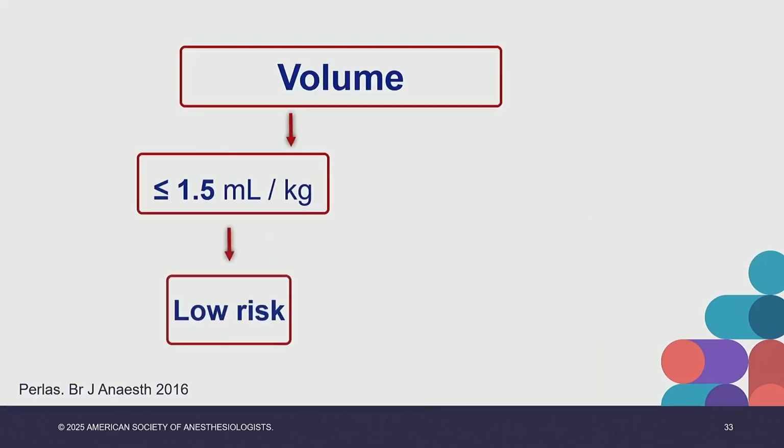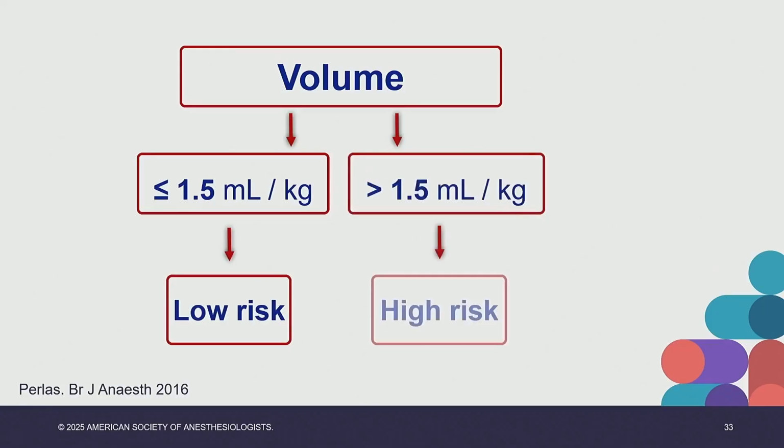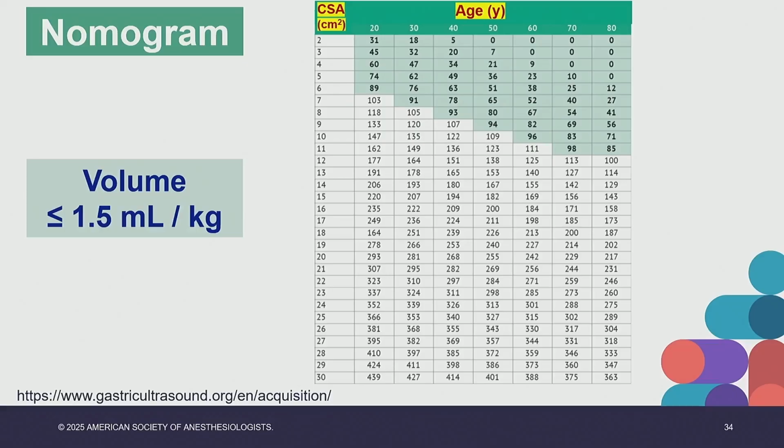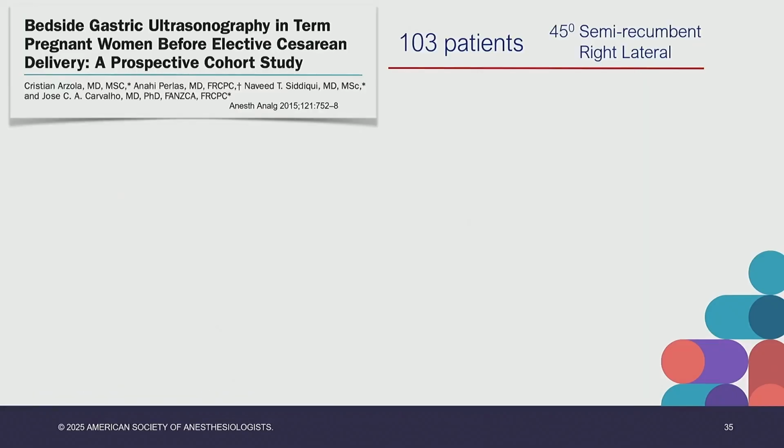Volume. The 1.5 ml per kilo is an instrumental number. It's what you expect. Remember, I say you may have some gastric secretion. You go all the way in an empty stomach, all the way to 1.5. More of that, we may say, is some high risk. So that is the point. You can calculate, or you can use the nomogram.